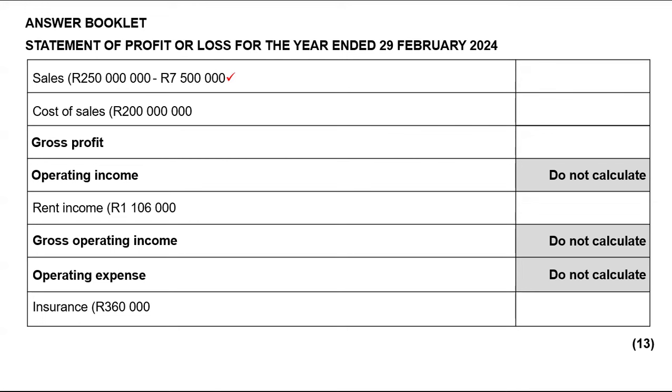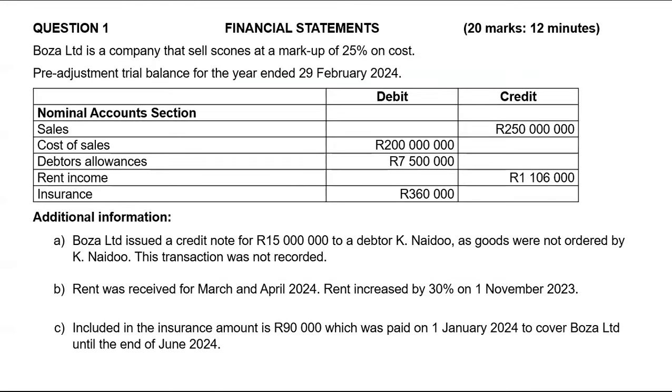All right. I'm going to go straight to the adjustments. Adjustments simply tell me that there might be something wrong with whatever is in the pre-adjustment trial balance. For instance, it says here, Boza Limited issued a credit note, and I also dealt with credit notes. Check my videos on debtors journal, where I explain debtors journal, debtors allowances, and what a credit note is. When we issue a credit note, it means that a debtor returns goods to us. And when a debtor returns goods to us, guys, it affects four accounts. Four of them.